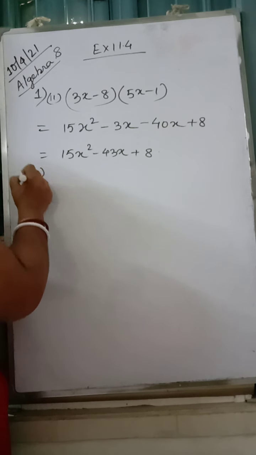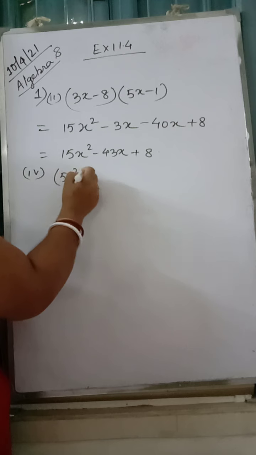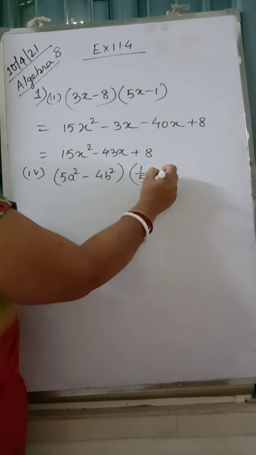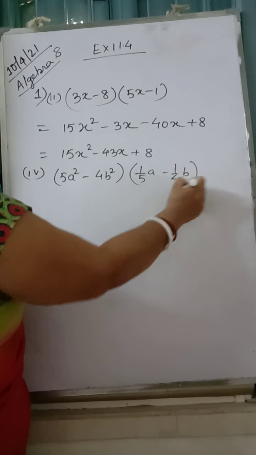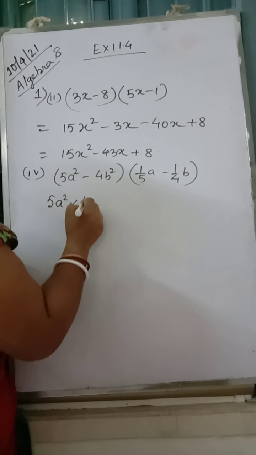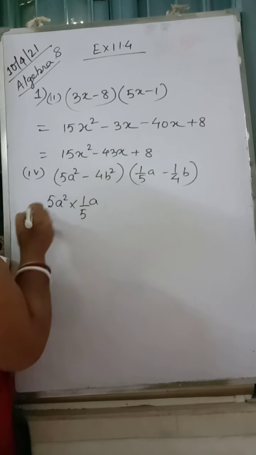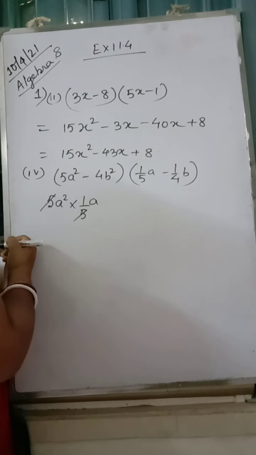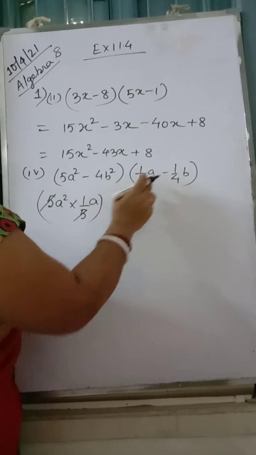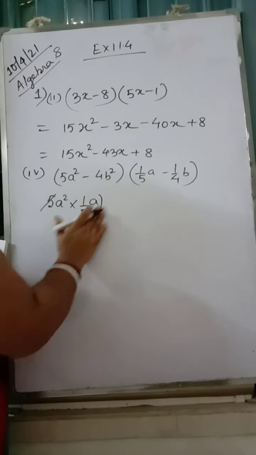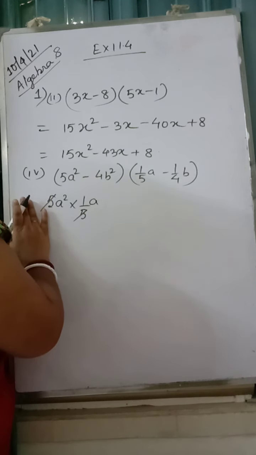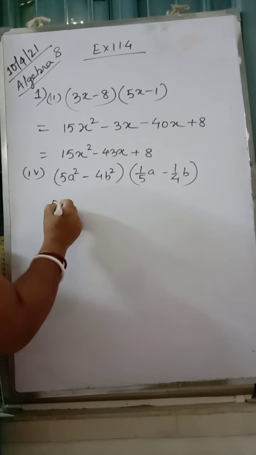You can see number 4. (5a square - 4b square) multiplied with (1 by 5a - 1 by 4b). Now you see 5a square into 1 by 5a. What does it give you? 5 is cancelled, is it? Okay, write in that way if you have confusion.